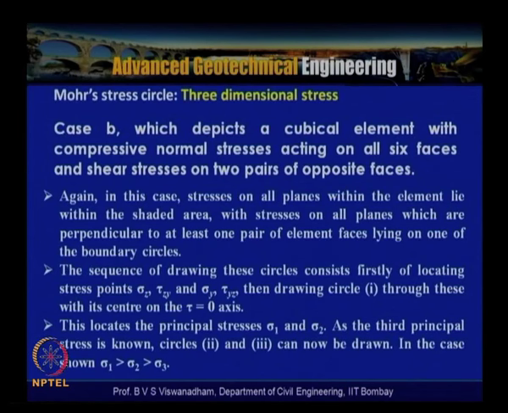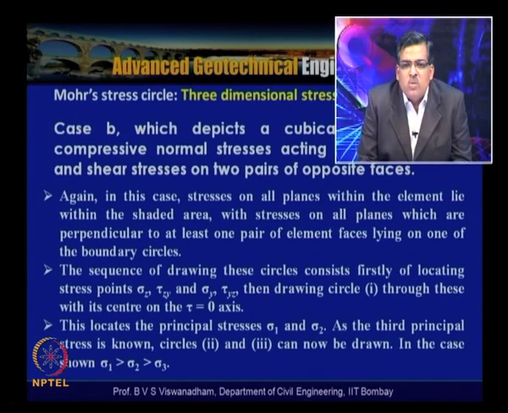So in this case sigma 1 is greater than sigma 2 and then sigma 3. As has been told in geotechnics, it is convenient to use sigma 1 as the major principal stress, sigma 2 as the intermediate principal stress, and sigma 3 as the minor principal stress.